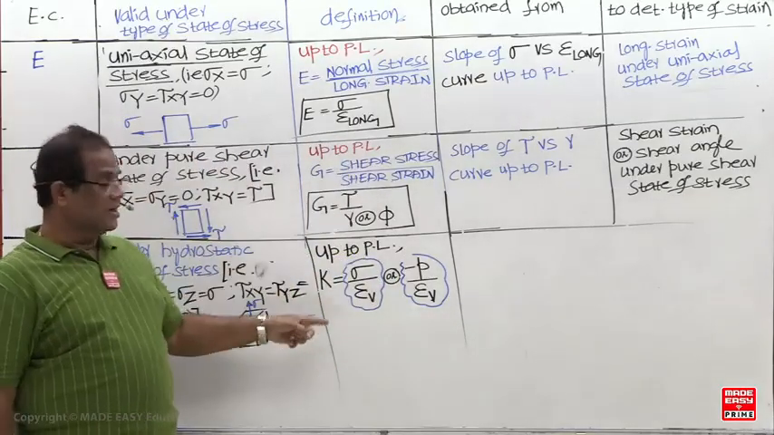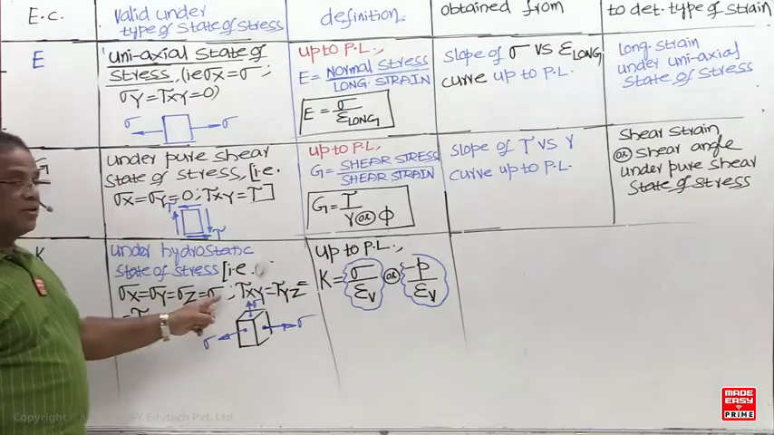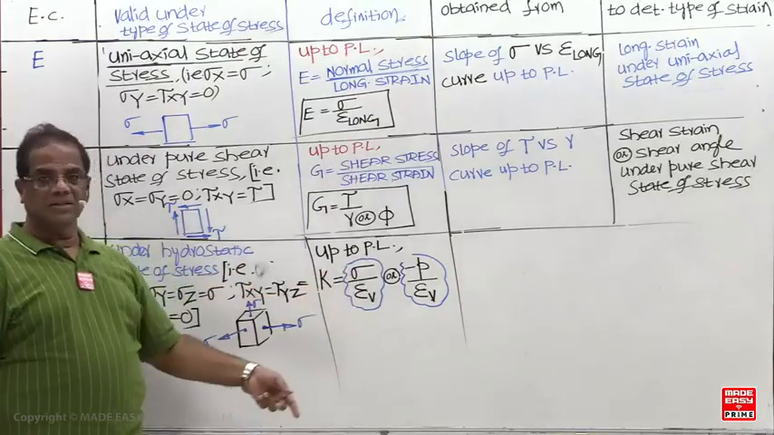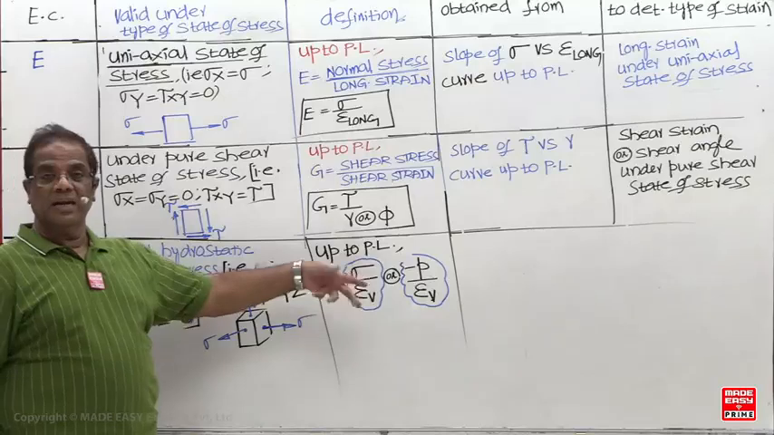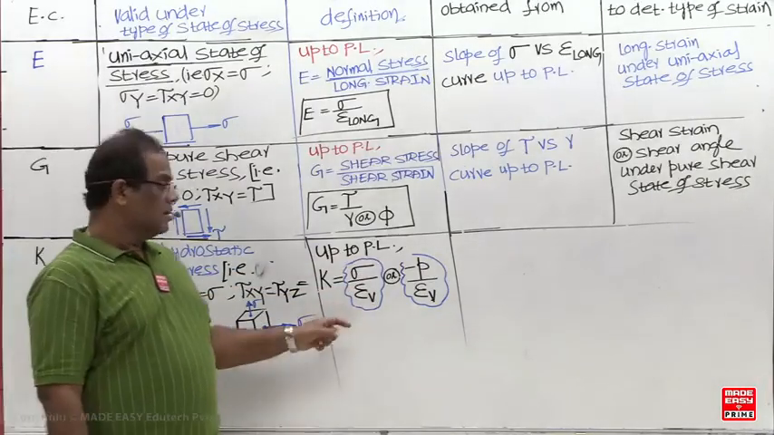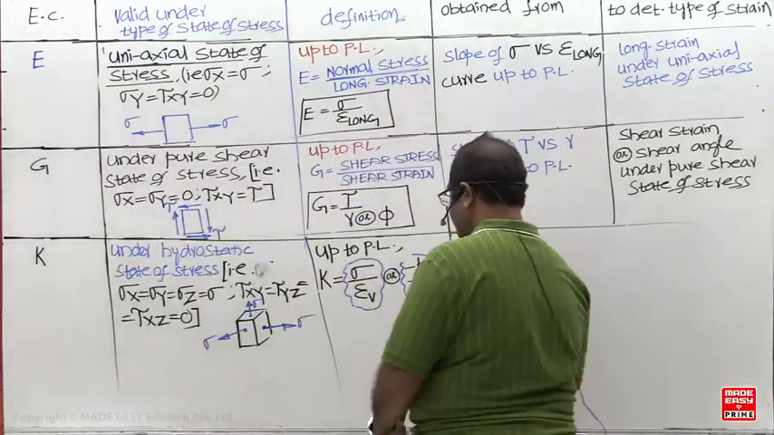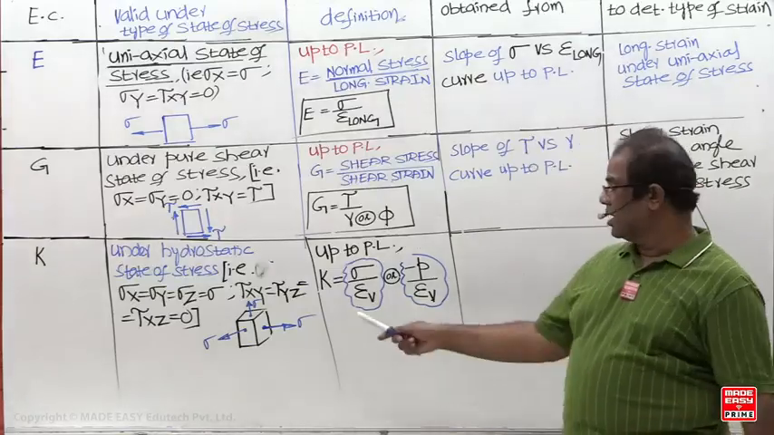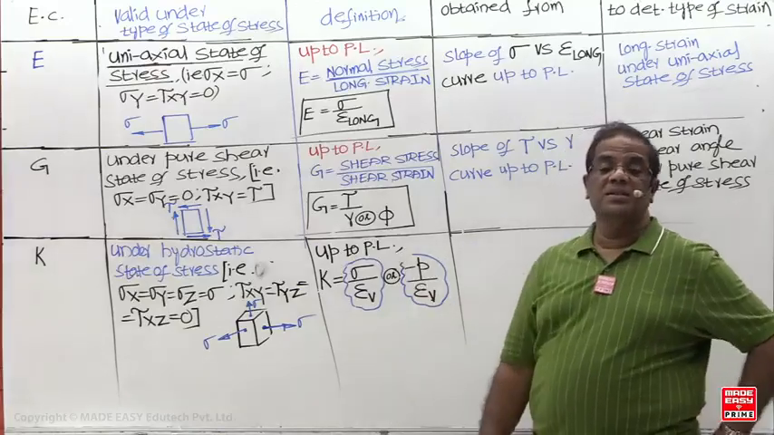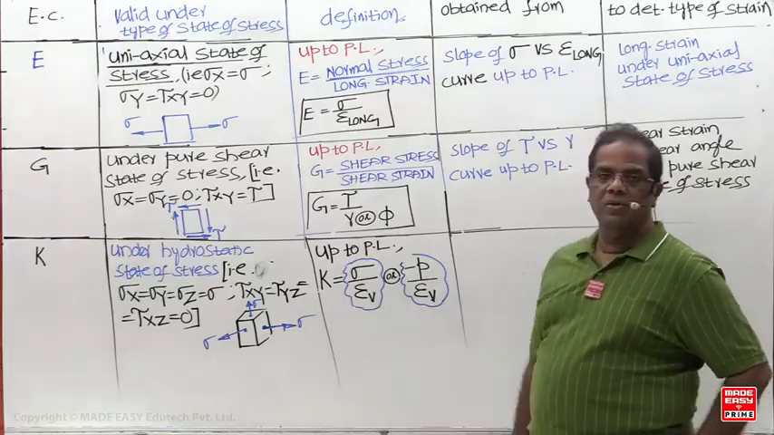So up to proportionality, it is the ratio of hydrostatic stress. Since these are all equal, this is called the hydrostatic stress to the volumetric strain. Everybody is going to call it the normal stress, but it is better to call it the hydrostatic stress to the volumetric strain. This is in case of solids and in case of compressible fluids. Whenever the bulk modulus is infinity, the volumetric strain is 0.